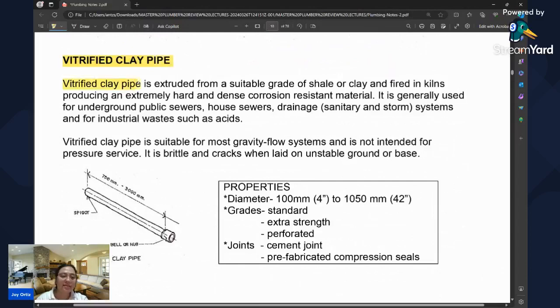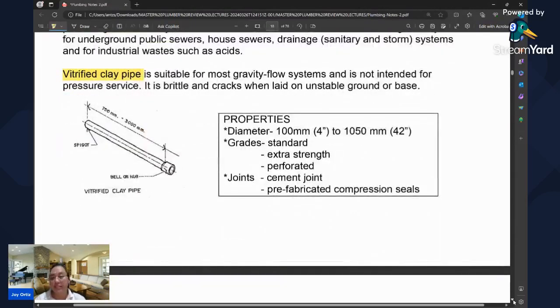Magawa siya sa clay. It's extruded from a suitable grade of shale or clay and fired in kilns, producing an extremely hard and dense corrosion-resistant material. It is generally used for underground public sewers, house sewers, drainage or sanitary and storm systems, and for industrial waste such as acids. So, yung vitrified clay pipe is suitable for most gravity flow systems and is not intended for pressure service. It is brittle. Madali po siyang mabrittle and magkaroon ng crack when laid on unstable ground or base.